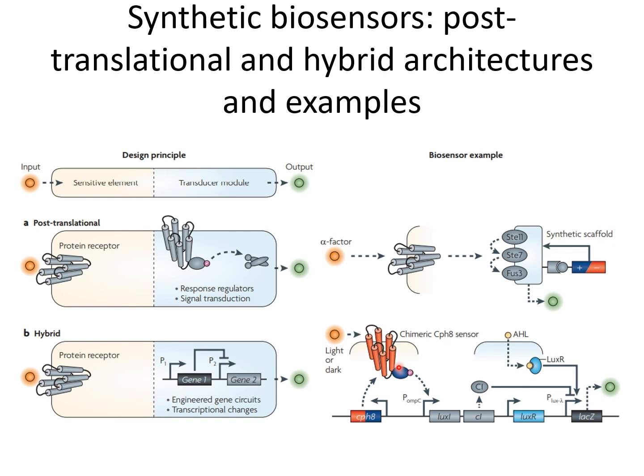This chimeric sensor, called the CPH8, turns on in the absence of light. So in the dark, it turns on and it activates a certain promoter. As you can see here, we have the promoter OMP-C. So cells in the dark start producing a signaling molecule called AHL that is downstream of this promoter, and a transcriptional repressor known as CI. As you can see here, CI is a transcriptional repressor.